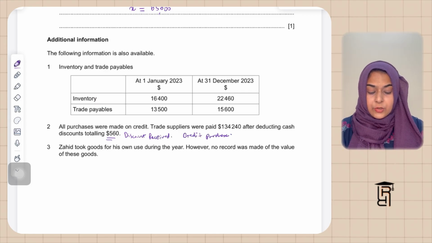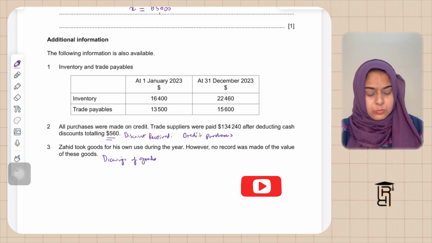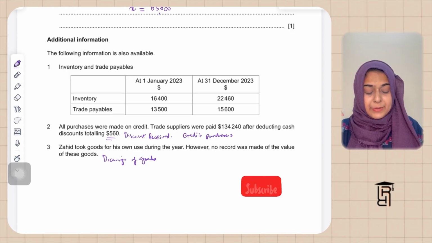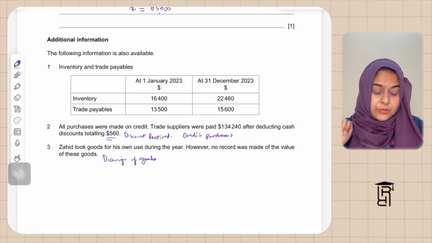Then they're saying Zahid took goods for his own use during the year. However, no record was made of the value of these goods. This is drawings of goods, which is part 2 of part B. So we will calculate purchases first, and then we will calculate drawings of goods.